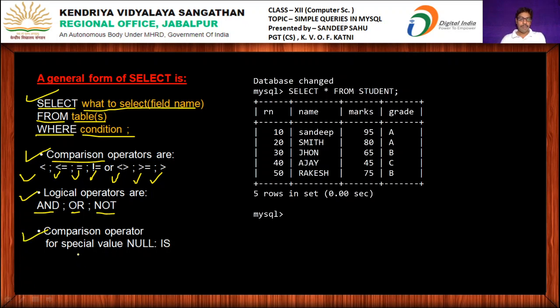Comparison operator for special value. Dear students, sometimes in a table there are empty values. In MySQL, these empty values are known as null values, and when null is used, in place of equal we use is to show the values. Now understand these things with the help of practical examples.